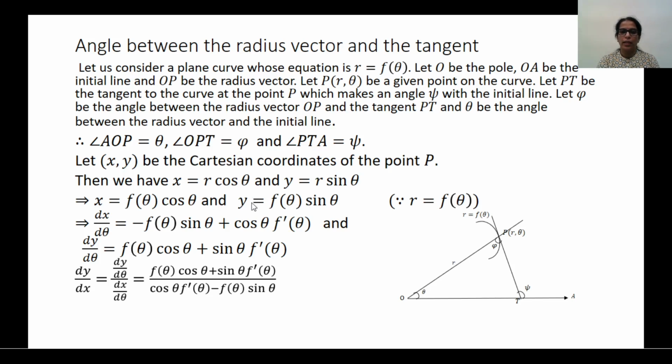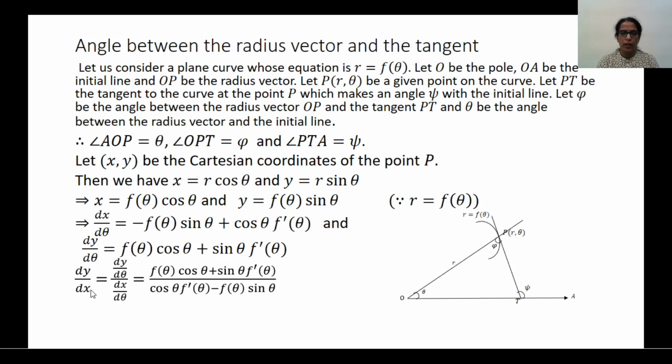Now differentiate x and y with respect to theta. That is dx by d theta equal to product of two functions. Go for the product rule. f of theta as it is. What is differentiation of cos theta? It's minus sin theta, plus cos theta into differentiation of f of theta, which is f dash of theta. Similarly, dy by d theta equal to f of theta into cos theta plus sin theta into f dash of theta.